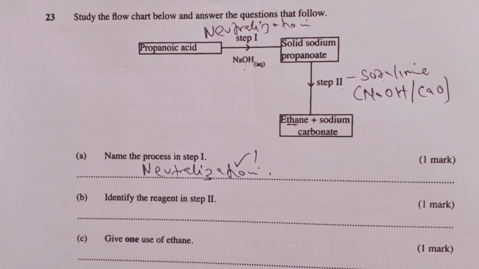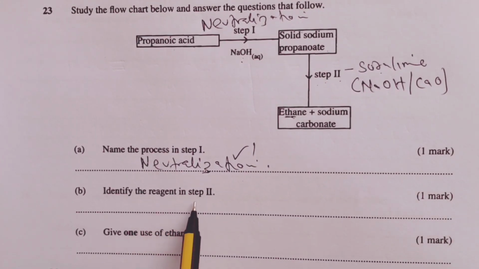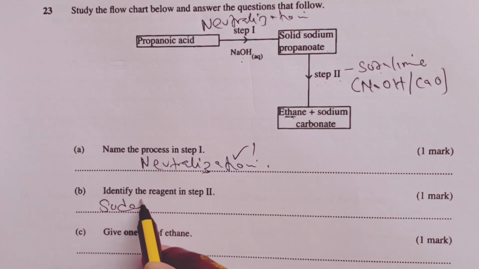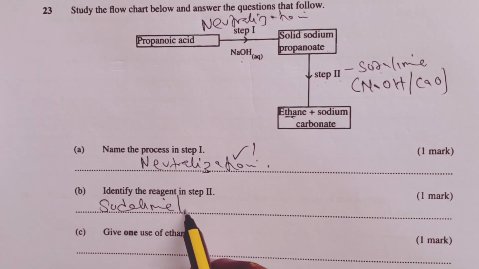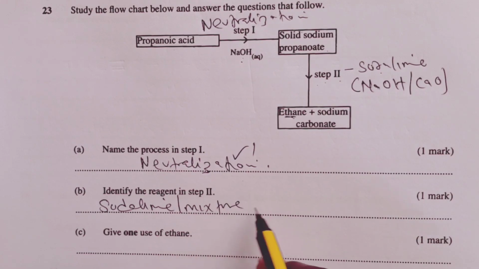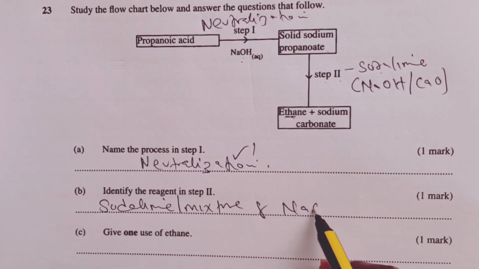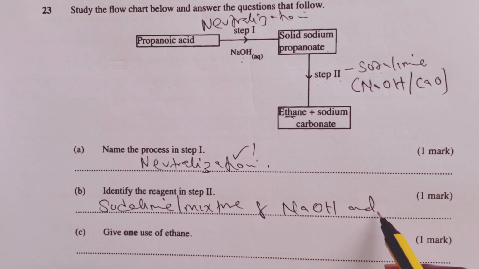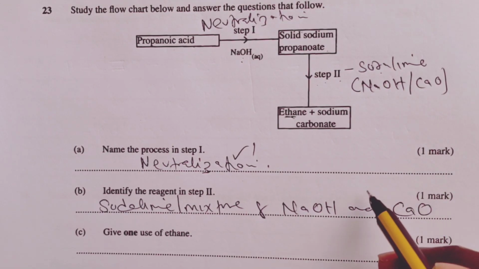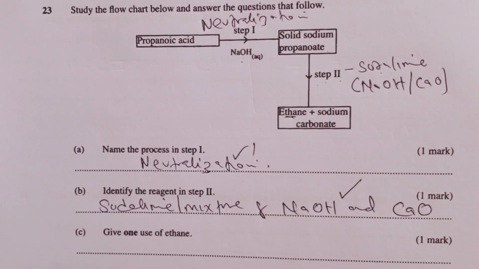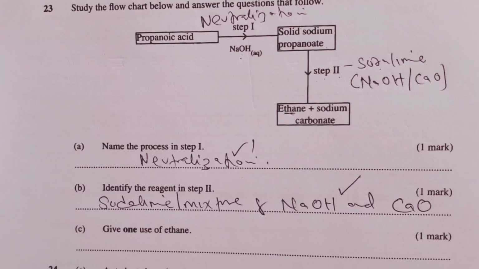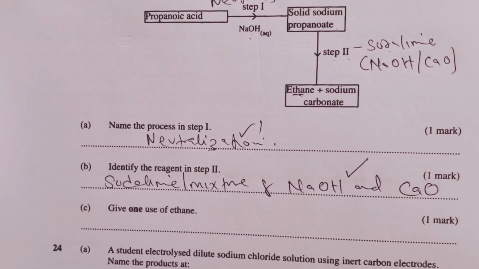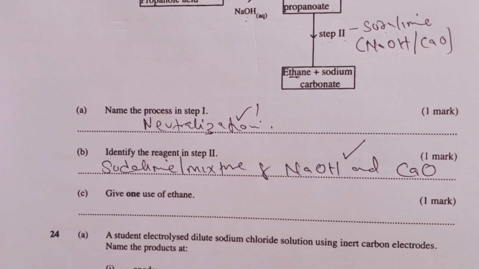2, we are asked to identify the reagent in step 2, soda lime, or we can say a mixture of sodium hydroxide and calcium oxide. Quite easy for 1 mark. Then we are asked lastly for that question 23 to give one use of ethane.